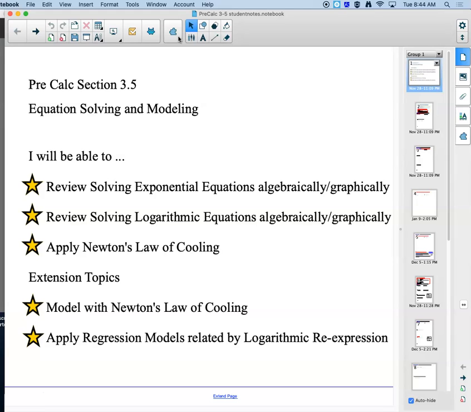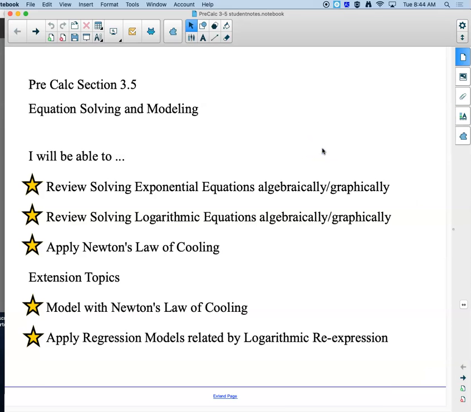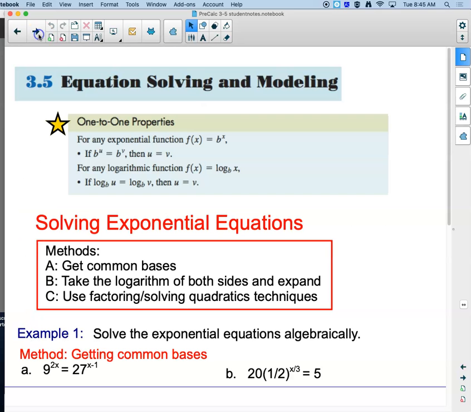Just a teeny bit of 3-5, not much at all. So this is equation solving and modeling, and of course we're talking about logarithms and exponents here. Be able to review solving exponential equations algebraically and graphically, and solving logarithmic equations algebraically and graphically. We'll talk about the rest of these tomorrow. What I want to do is just finish up a couple of problems that were basic for you even last year in Algebra 2.